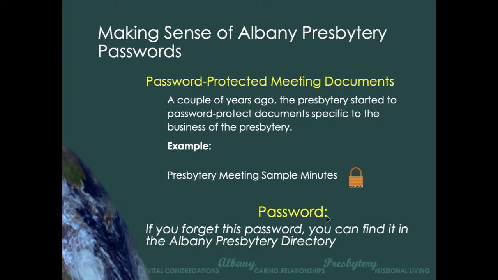The second place that Albany Presbytery uses a password is when we password protect our meeting documents. A couple of years ago, the officers decided it was time to start password protecting and maintaining some confidentiality with the business meeting documents. You will be able to tell which ones are locked because on the Presbytery meetings page of our website, there is a little lock icon. If you forget what this password is, you can call Jennifer Schoenfish at the Albany Presbytery Office, or you can log into the ACS directory, the directory that I just showed you, and look up the password. It is listed in that directory.